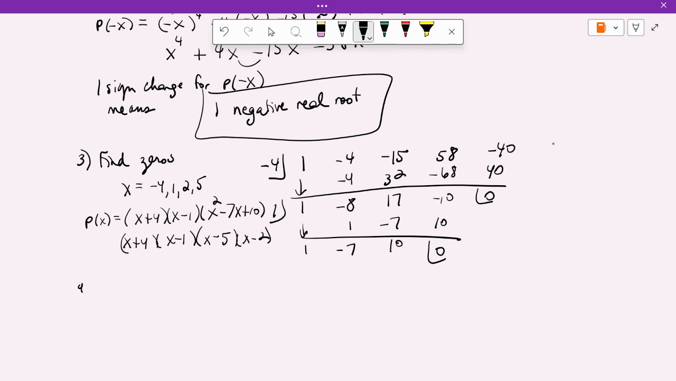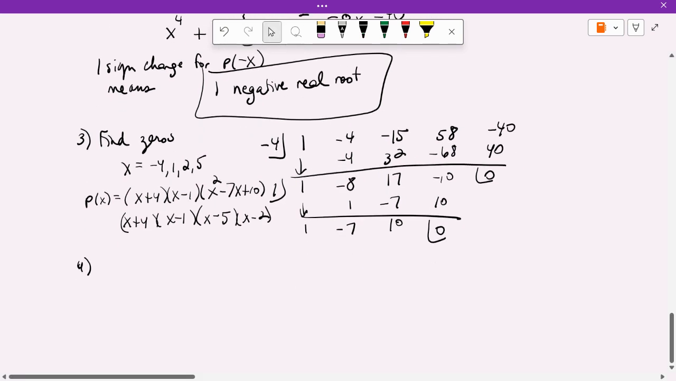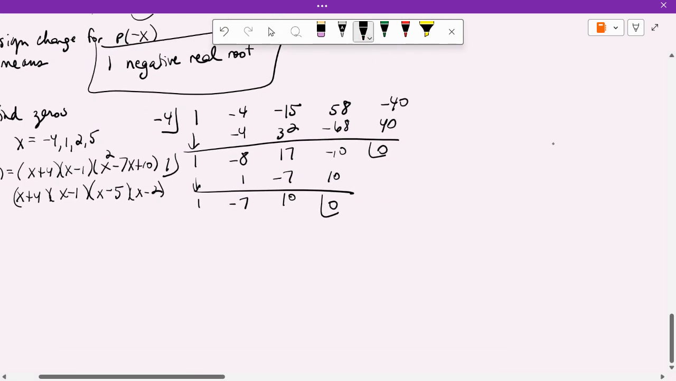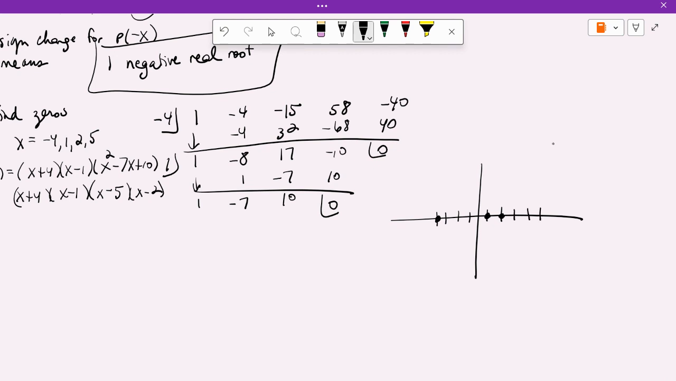Okay, and then the very last thing is I want to talk about upper and lower bounds. Okay, so let's say we've got this polynomial. Let's draw a sketch. We had -4 is a 0, 1 is a 0, 2 is a 0, and 5 is a 0. Let's see, it goes something like this, does something like this, something like that, right?